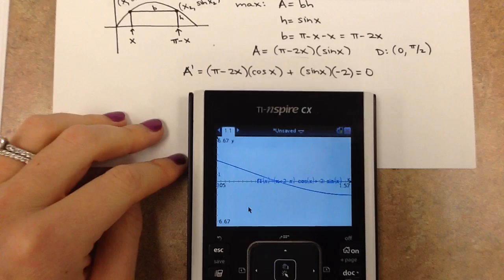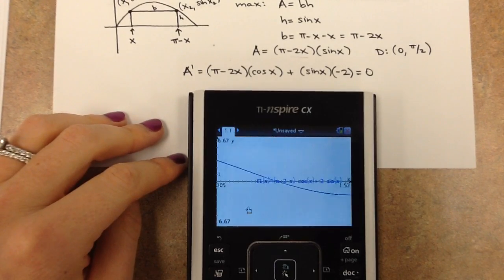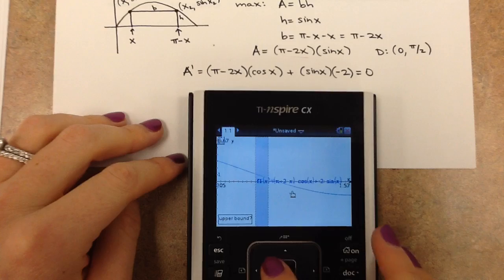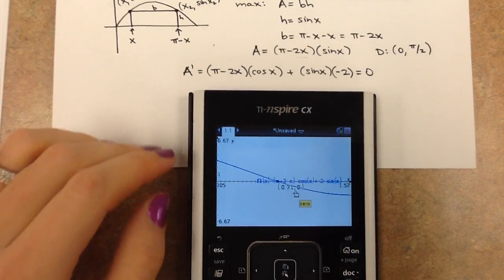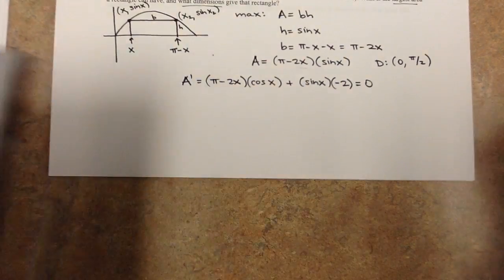So I want to get that exact value, so I hit menu, analyze graph, and then I want to find that zero. So we practiced this a little while ago. You click to the left of it and then drag it over to the right, and you end up finding your value. Okay, so that comes out to be 0.71. The last digit actually is a 0 if you were looking at the 83, which I'll show you everything on the 83 as well.